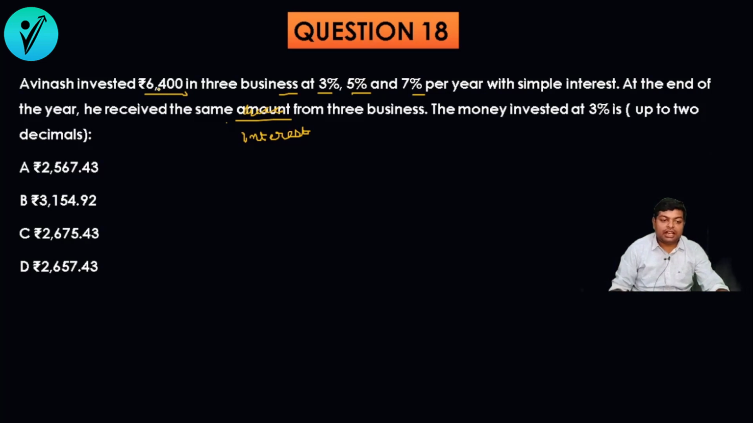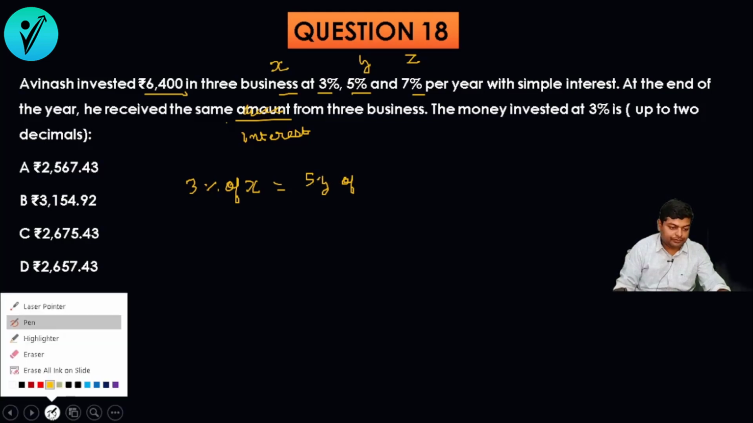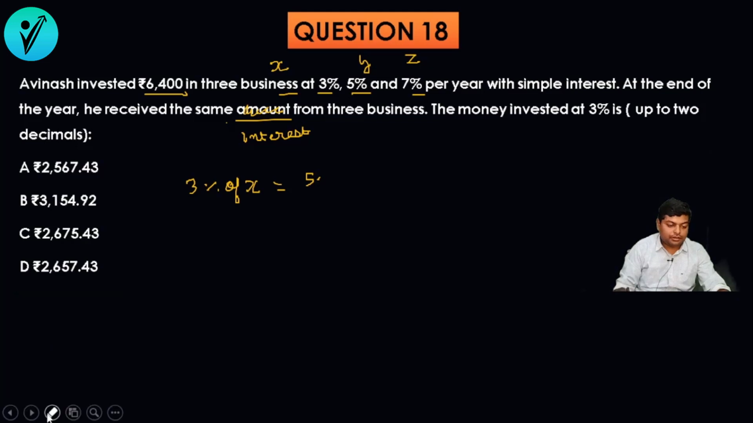Now Avinash invested 64,000. So suppose in the 3 businesses, the first business he invested X rupees, in the second business Y rupees, and in the third business Z rupees. The interest that he will be getting is 3% of X in the first business, in the second business it will be 5% of Y, and in the third one it will be 7% of Z. Even I can write Z% of 7, but let us write it this way. 7% of Z.